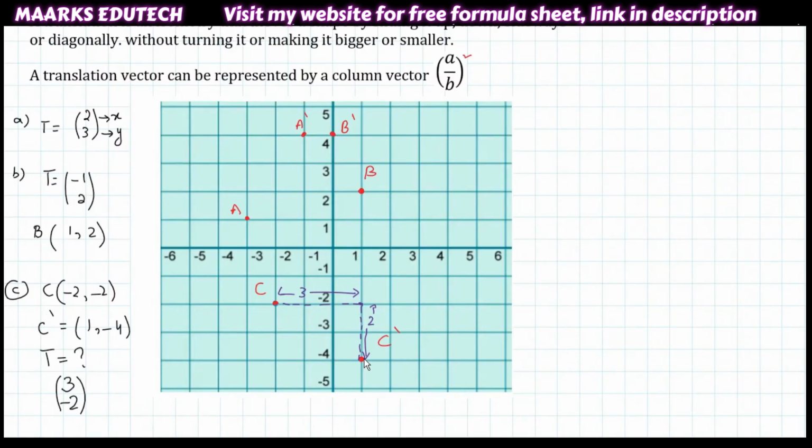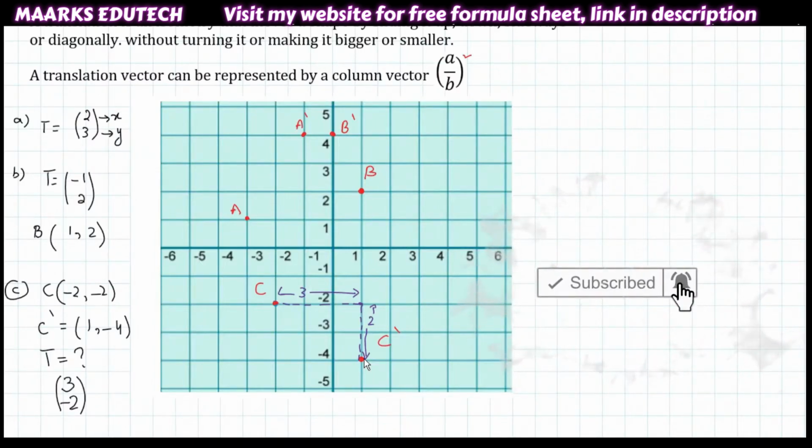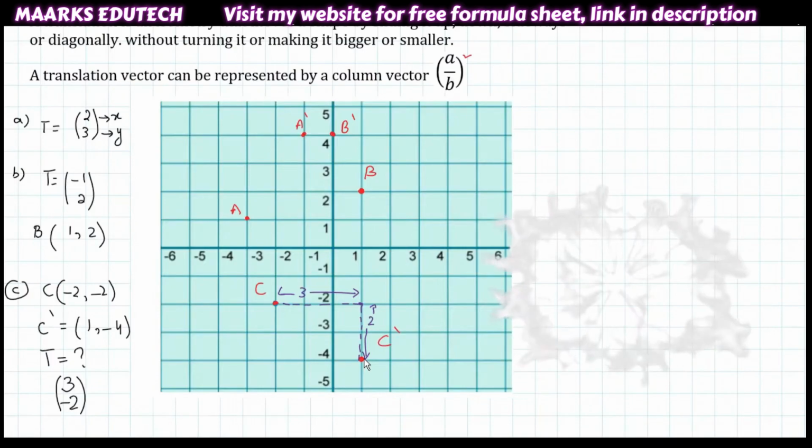Now what if we don't have the graph and they give us object and image, or they give us object and translation vector? How can we find the image? For that we have a very easy formula. Image is equal to translation plus object.